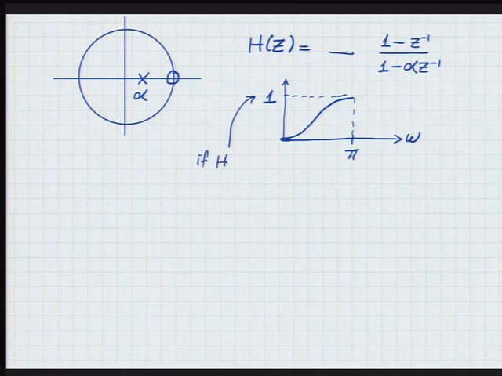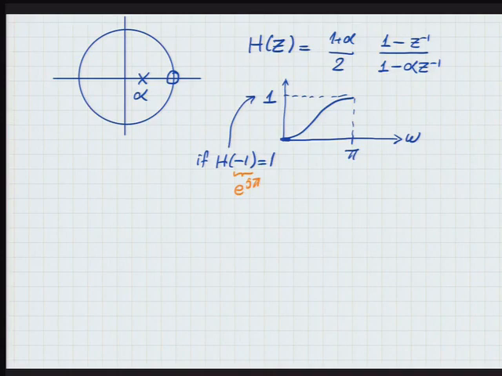H at pi. Pi means z equals e to the j pi, which is negative 1. So h of negative 1 must be equal to 1. This is not the DC gain now. This is the highest gain, which is h of negative 1. Okay, just to make sure everybody follows this, this is e to the j pi. So h of negative 1 is going to be, if I substitute negative 1 for z, the numerator will be 2, and this will be 1 plus alpha in the denominator. So the coefficient should be 1 plus alpha over 2. Do you all agree? If you don't believe me, substitute z equal to negative 1, and you'll see that h becomes 1.